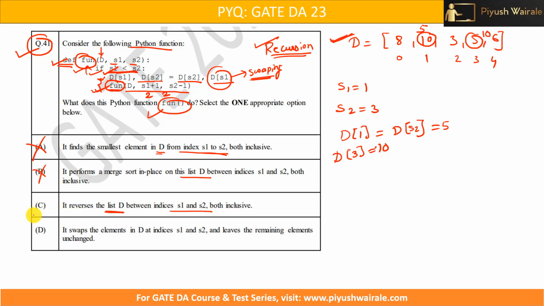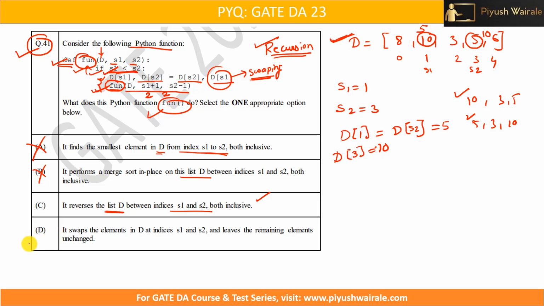What about option number C? It reverses the list D between indices S1 and S2, both inclusive. Now if you observe here, instead of 10, I have 5, and instead of 5, I have 10. So it reverses the list between S1 and S2. So this is S1 and this is S2. Previously it was 10, 3, 5. Now it is 5, 3, 10. It means that we have reversed the list between S1 and S2, right? So this can be a correct option here.